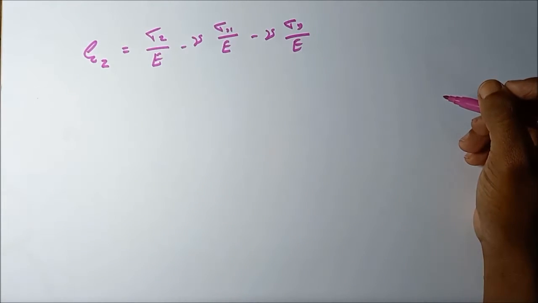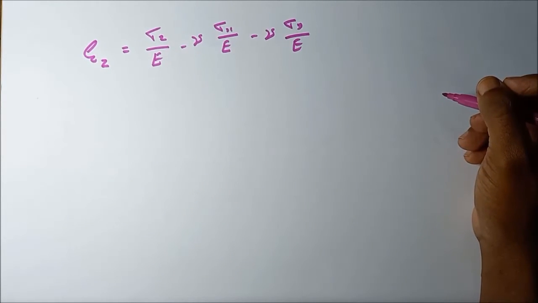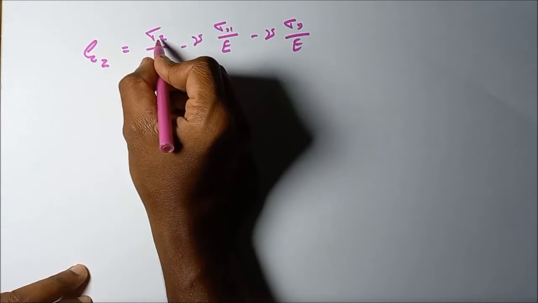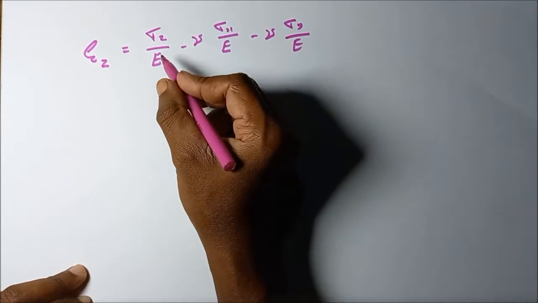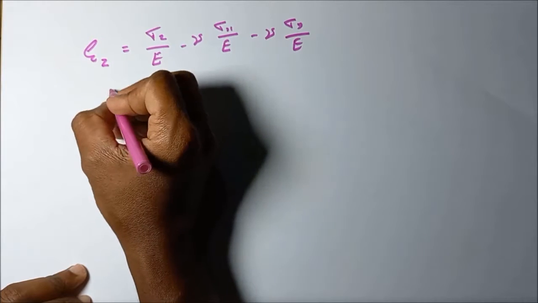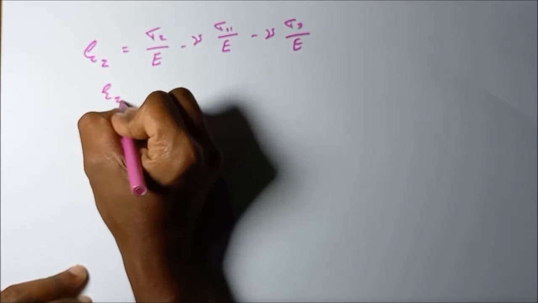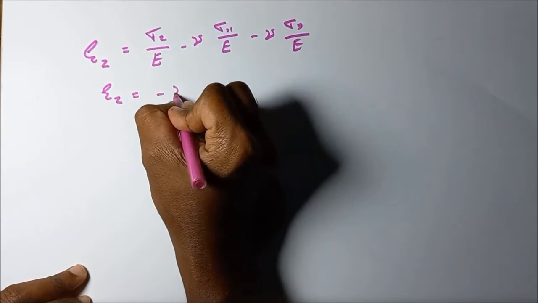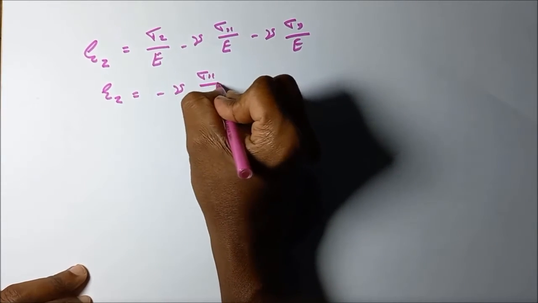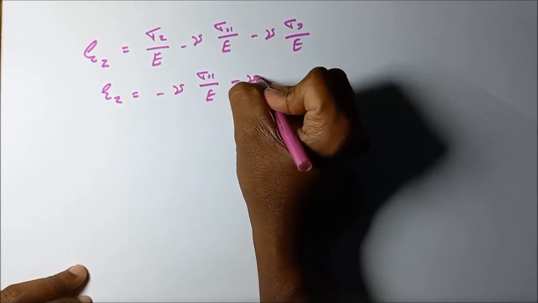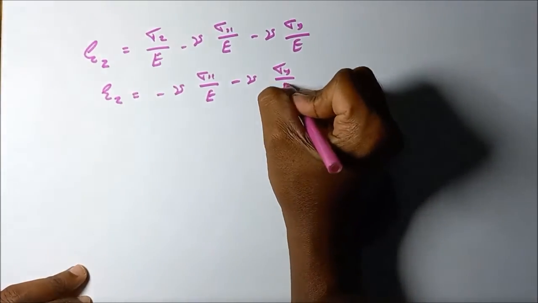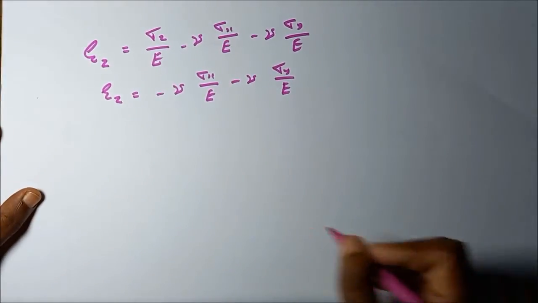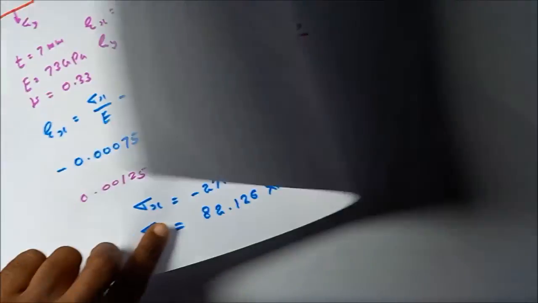Okay, sigma y divided by E. So then sigma z component is equal to 0, so this equation reduces to: strain in z direction is equal to minus nu sigma x divided by E minus nu sigma y divided by E. Okay, so then I'm going to substitute these found values.